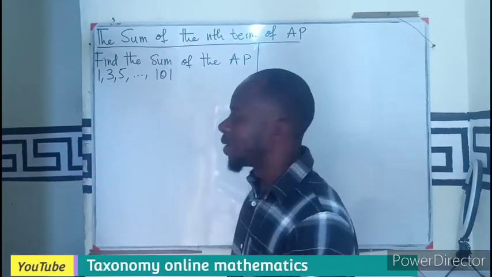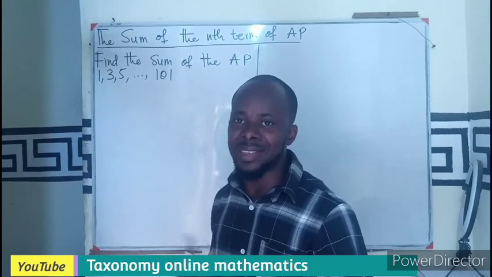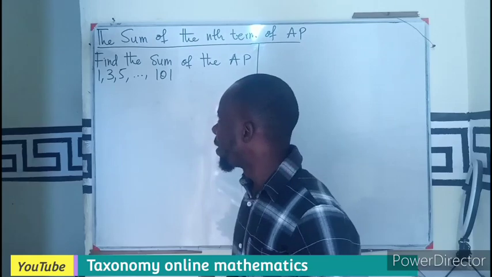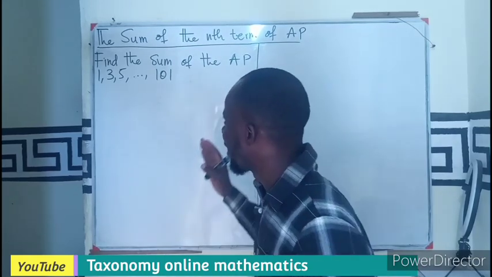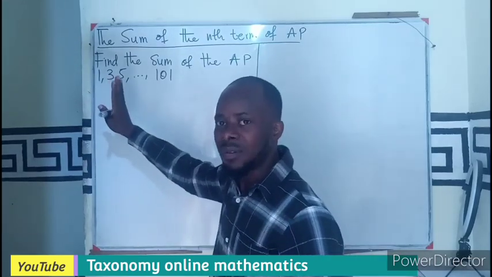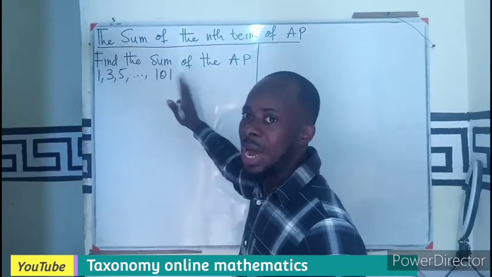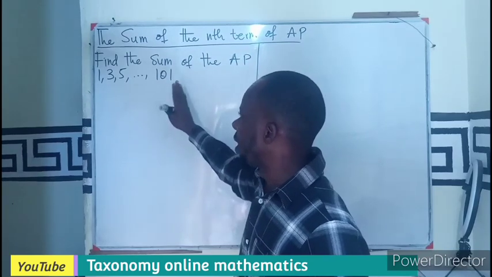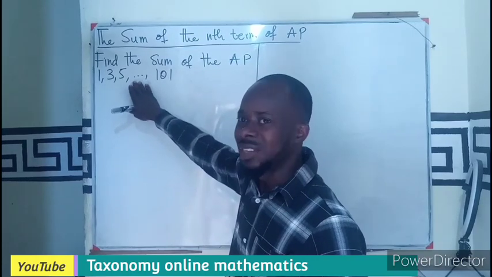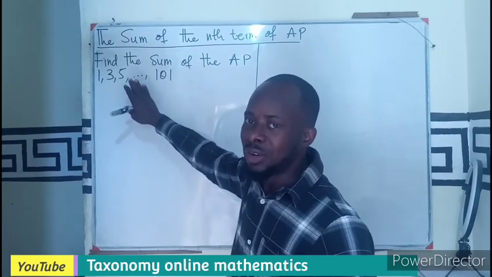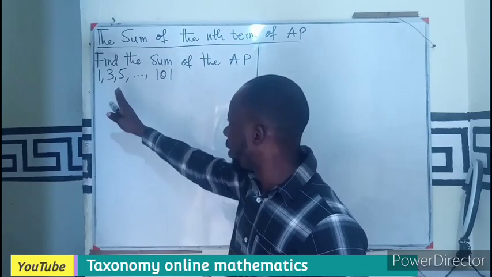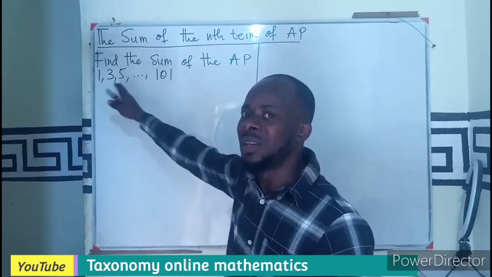Today's episode, we are still continuing with the sum of the n terms of a linear sequence. A typical example is to find the sum of the terms in this sequence: 1, 3, 5, up to 101. Finding the sum means we have to add all the numbers in the sequence, including the ones that have not been written. In doing this, we need to know the number of terms, meaning how many different elements are present in this series.